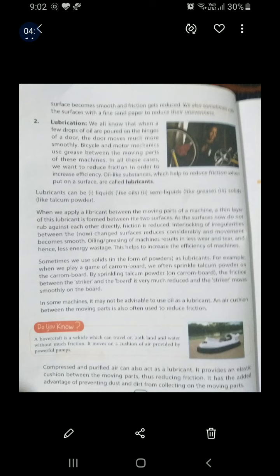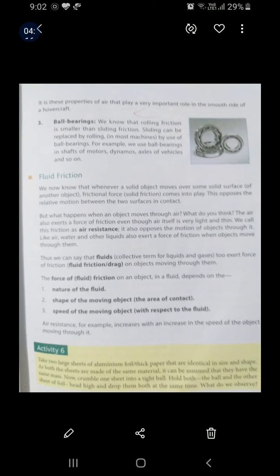Another method is ball bearings. I already told you, the rolling friction is smaller than the sliding friction. So we replace sliding by rolling by using ball bearings. In cycles also we have seen ball bearings, small ball-like structures. In fans also there are small ball-like structures, as you can easily see on the screen in the picture.